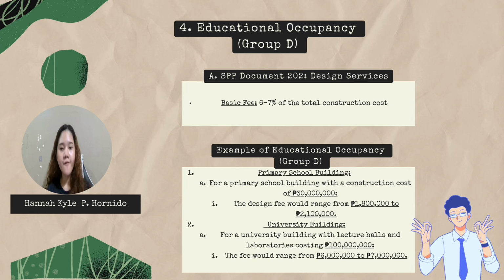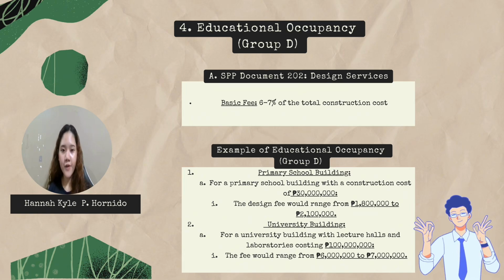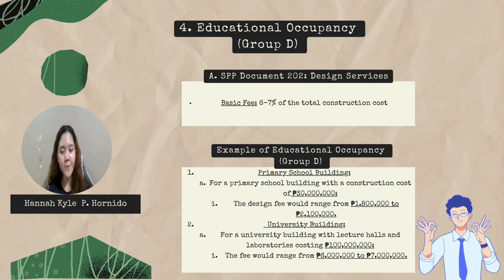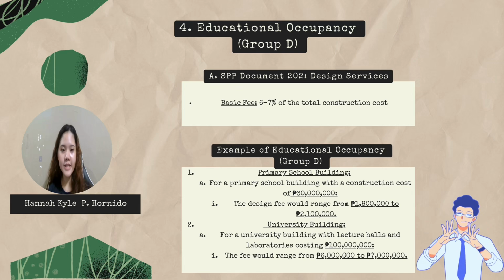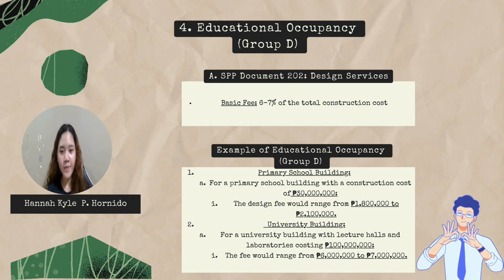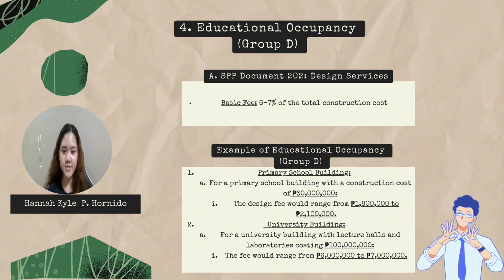Example number 1. For a primary school building with a construction cost of 30 million pesos, the design fee will range from 1 million 800,000 pesos to 2,100,000 pesos. Example number 2. For a university building that includes lecture halls and laboratories, the cost is 100 million pesos. The fee would range from 6 million pesos to 7 million pesos.